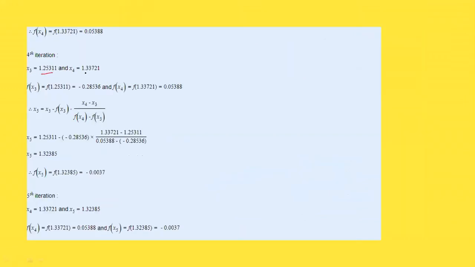1.25311. And your x4 is 1.33721. And this is already we know, minus 0.28536. Just now we have found out the value, 0.05388. So x5 is x3 minus f of x3 into (x4 minus x3) by (f of x4 minus f of x3). Your x3 is this, and your f of x3 is this value.